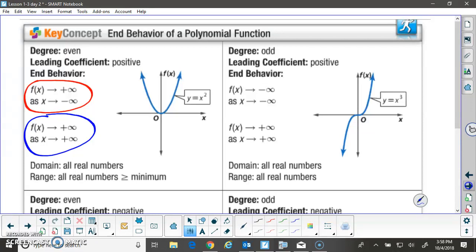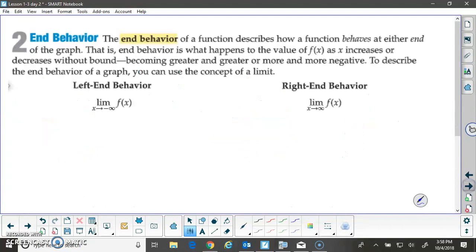up. We'll come over here, and this is describing the left end, and that's saying as you go to the left, the function's going down. And then this is describing the right end of the graph. As you go to the right, the function goes up. So that's what you used in Algebra 2, but we're going to use some slightly different notation in pre-calc.